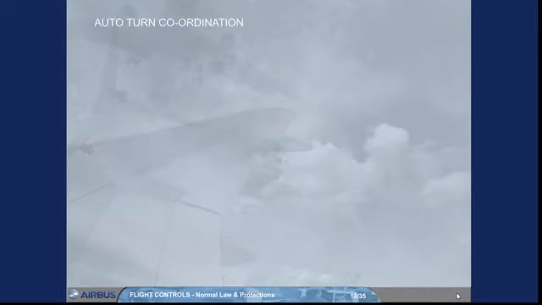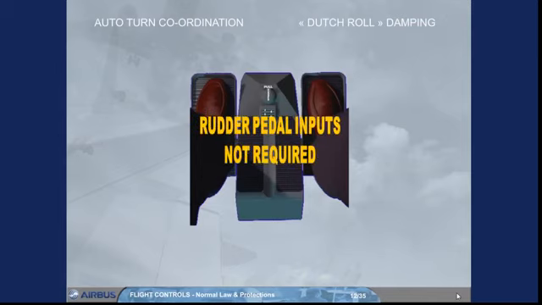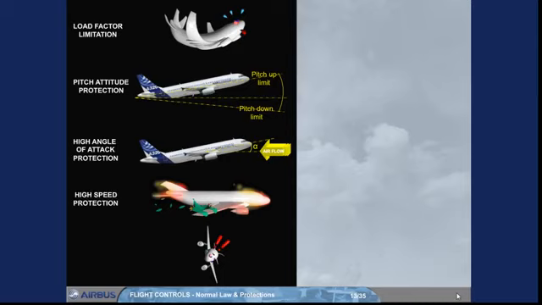Turn coordination and Dutch roll damping are automatically provided in normal law. Pilot inputs on the rudder pedals are not required. Normal law provides a number of airborne pitch protections. They are load factor limitation, pitch attitude protection, high angle of attack protection, and high speed protection. In lateral control, there is only one protection, which is for bank angle.